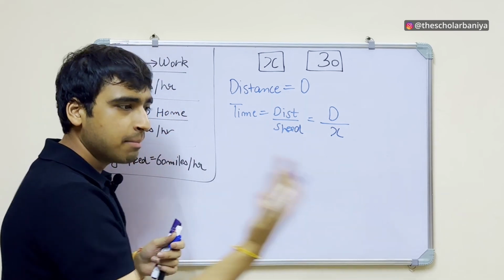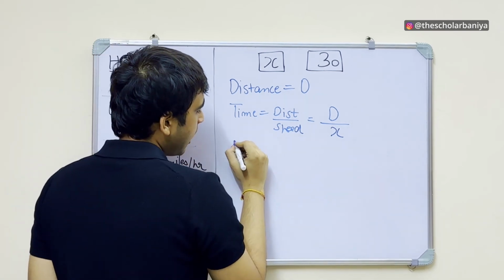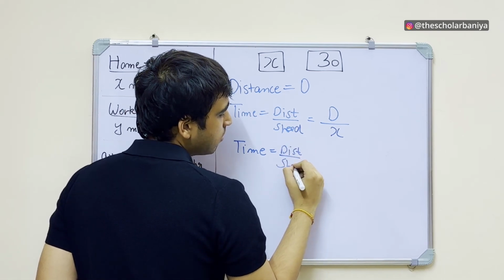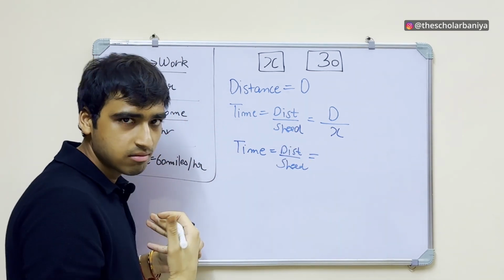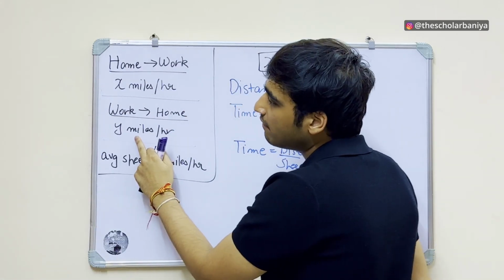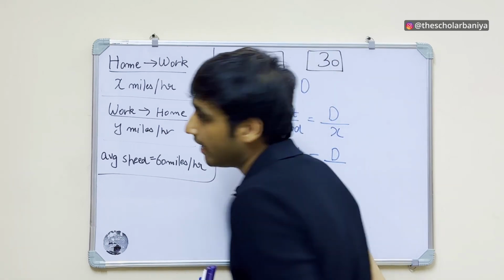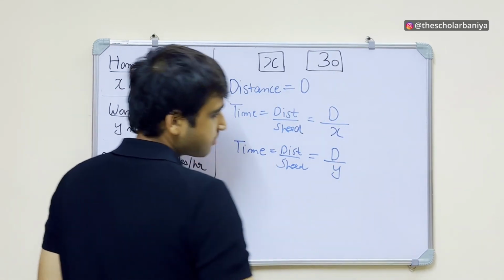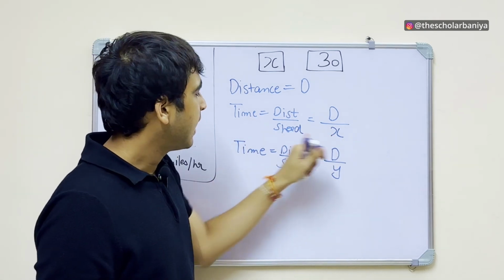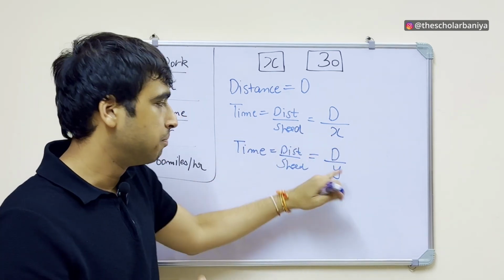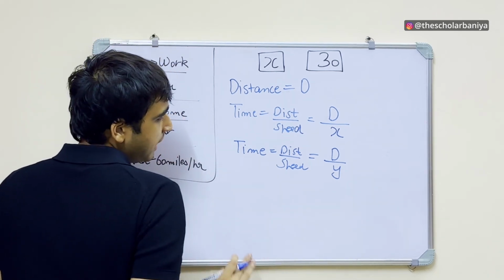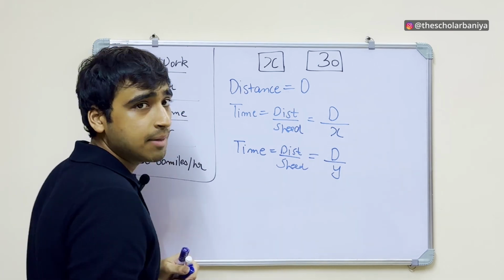Similarly, when he's coming back from work to home, how much time will he take? The time will again be distance upon speed. The distance remains the same, D, and the speed is Y. So this is the time taken going from home to work, and this is the time taken coming from work to home. So the total time will be D upon X plus D upon Y.